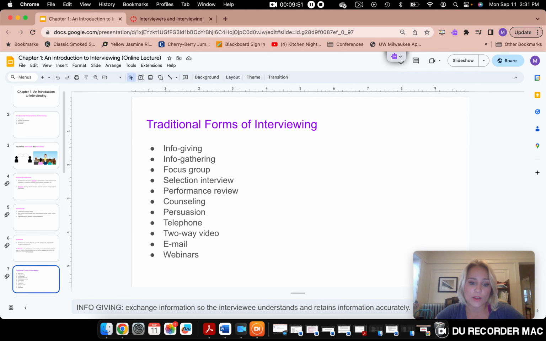Then we have email interviews, which are more like surveys. You probably have gotten a lot of them from UWM. It's just very quick questions that you can fill out, and everyone gets the same list of questions and the same options for responses. And of course, webinars, which is basically an online conference where there might involve the asking and answering of questions in a Q&A style.